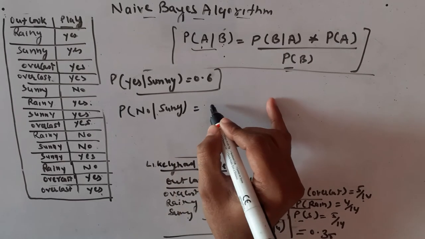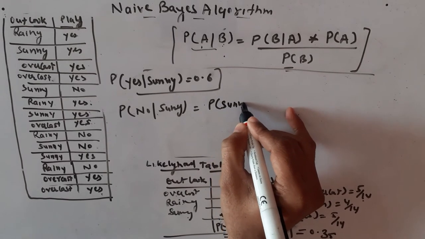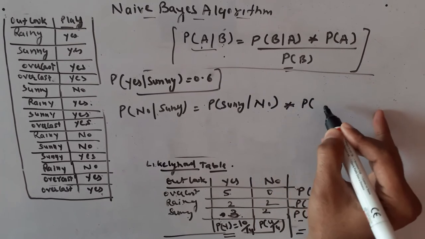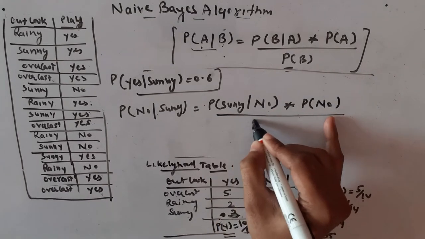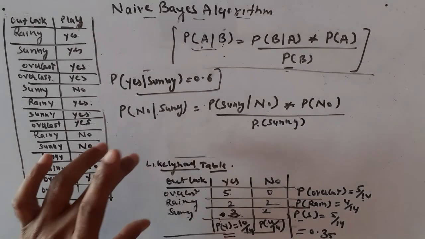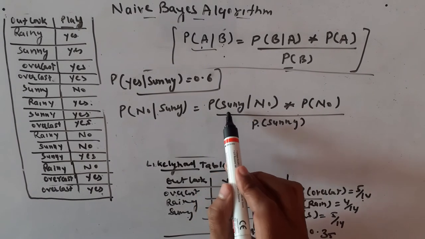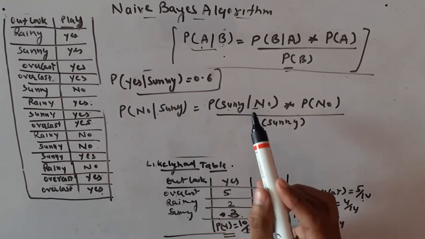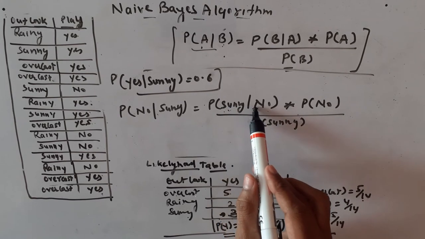if we have to calculate this, what we are going to do is the probability of sunny given no play has happened, times the probability of no, there is no game, divided by the probability of sunny. So we just need to put all these values into this equation. How are we going to do this? This means the probability of a day being sunny when there is no game. So how can we find this? There are how many occurrences of sunny when there was no game.